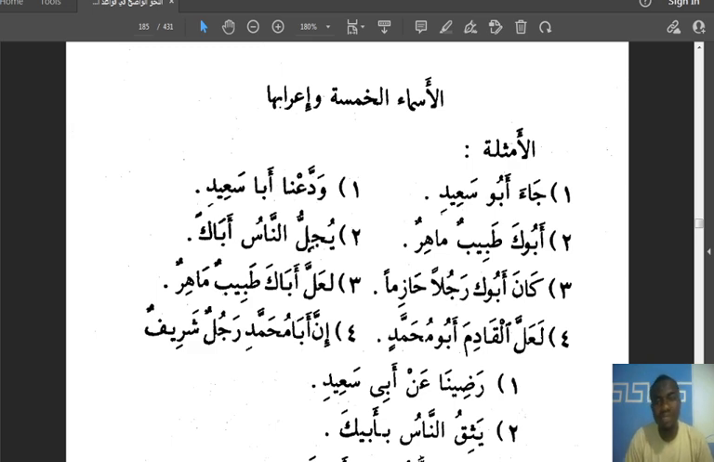Inshallah, today we are taking up a new topic, Al-Asma'u al-Khamsatu wa i'rabuha. Now, as an introduction, which is very necessary for this topic, it is said that there is a basic line of Arabic grammar and Arabic word analysis.